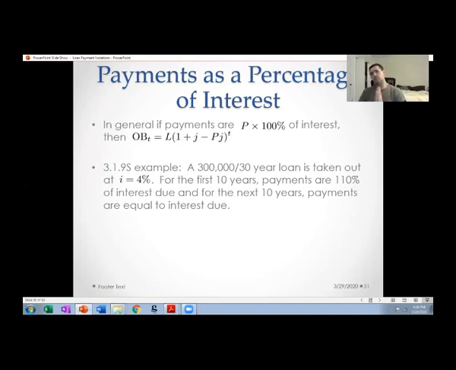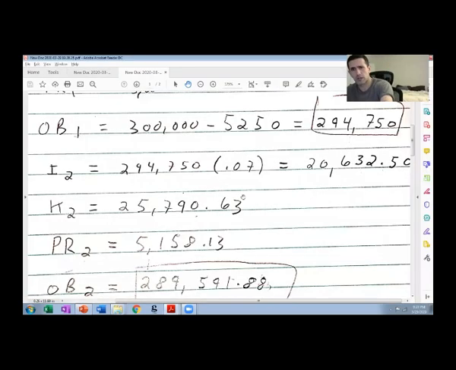So let's do an example. This is a pretty straightforward example, very similar to homework. A $300,000 30-year loan is taken out at effective annual interest 4%. For the first 10 years, payments are 110% of interest due, and for the next 10 years, payments are equal to interest. For the last 10 years, payments are constant. Figure out that constant.